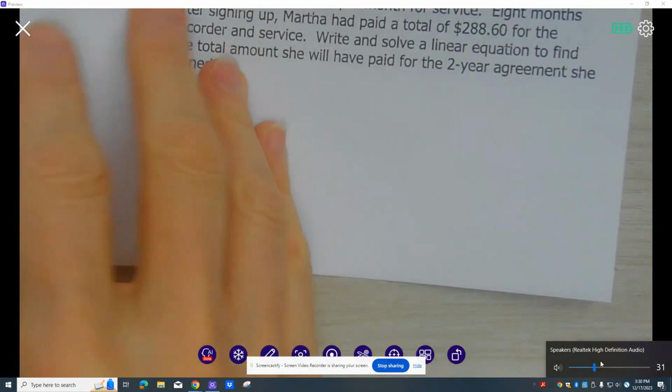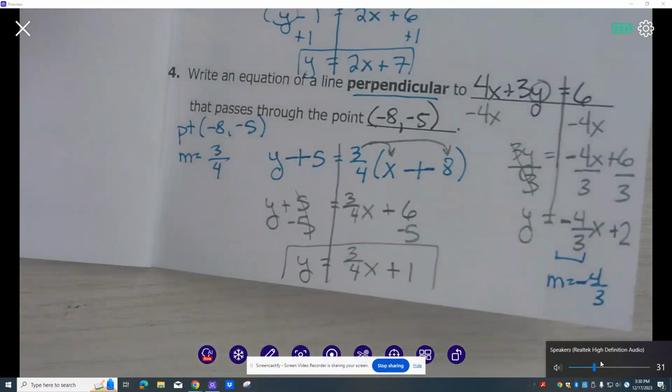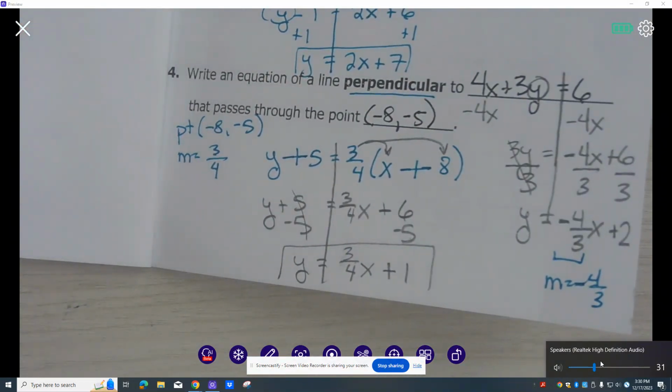And then I think we're going to save those last 2 examples for when I return, but I wanted to make sure you had these examples before you take your quiz.